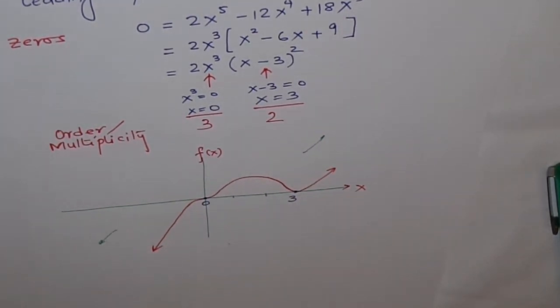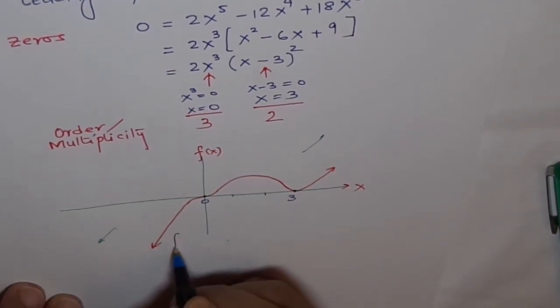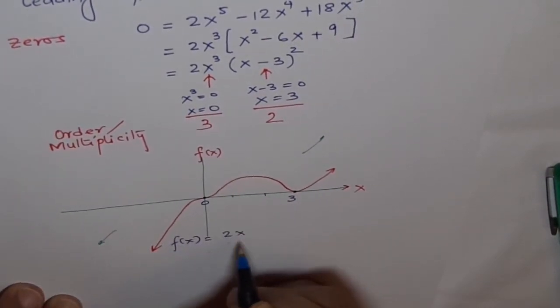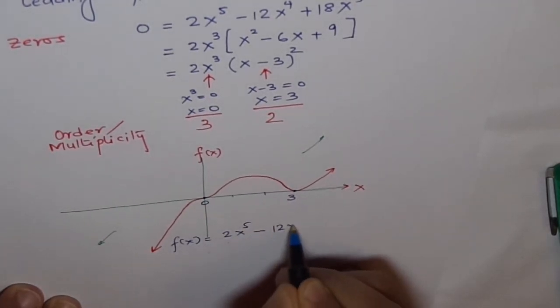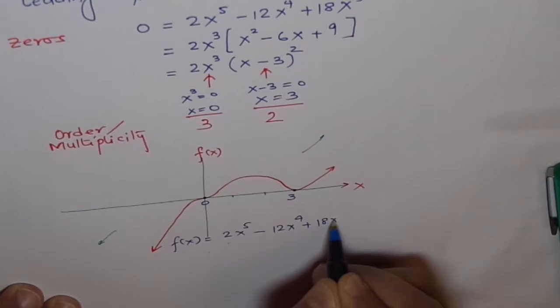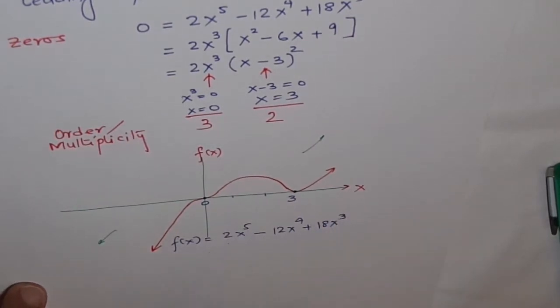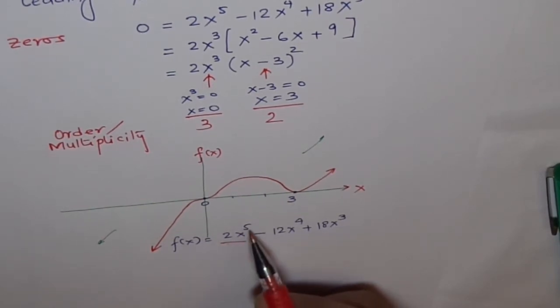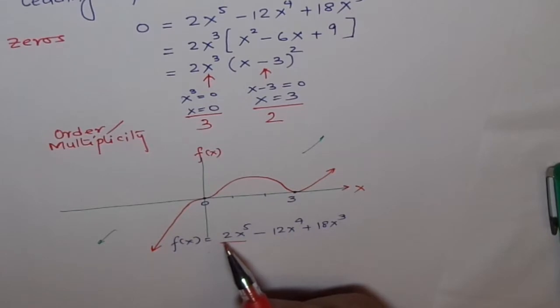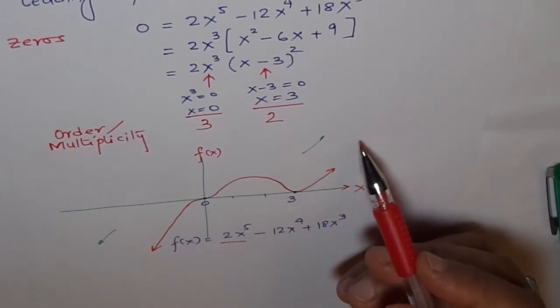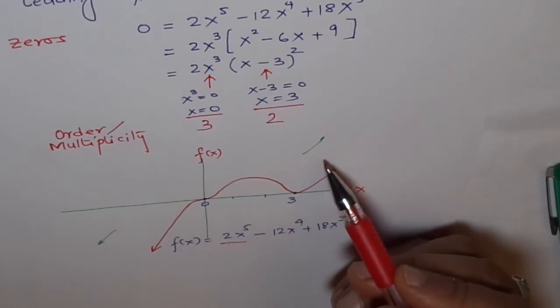So remember, to sketch a graph, we just need a couple of things, not many. One, look at the function. What was our function? Our function was f(x) equals 2x to the power of 5 minus 12x to the power of 4 plus 18x cubed. Now here, this is our leading term. So the leading term gives us both the degree of the function and the leading coefficient. Degree is odd, therefore opposite ends, and a positive leading coefficient means right side up. Therefore, the function should go from quadrant 3 to quadrant 1.